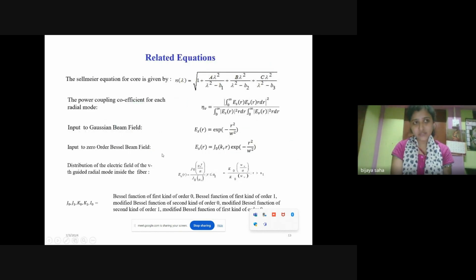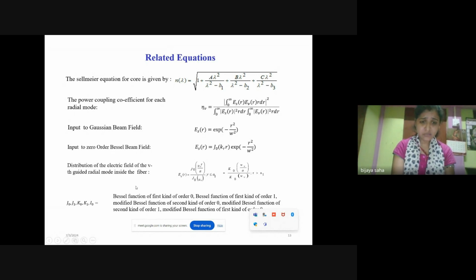This proposed scheme we have done by using analytical simulation. For that purpose, we required some equations. So these are all my related equations. The power coupling coefficient for each radial mode is obtained by this equation. When the input is a Gaussian beam, the input field is obtained by this equation. When the input is a zeroth order Bessel Gauss beam, the input field is obtained by this equation.